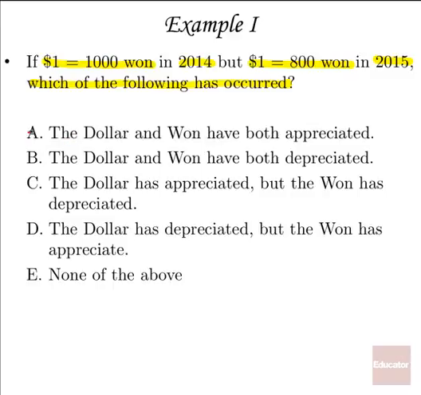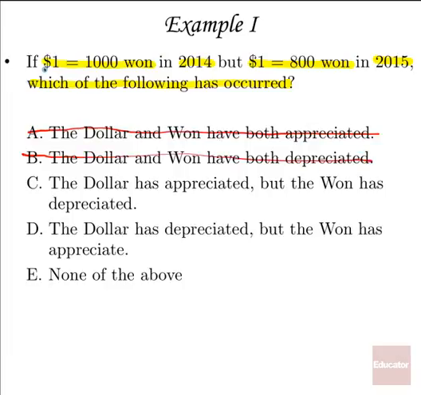Okay, let's cross that out. The dollar and the won, since they're two different currencies trying to equal each other, they both can't appreciate. If one appreciates, the other depreciates. When you're only dealing with two currencies, one will appreciate and the other will depreciate. So the dollar and won have both depreciated. That is also incorrect.